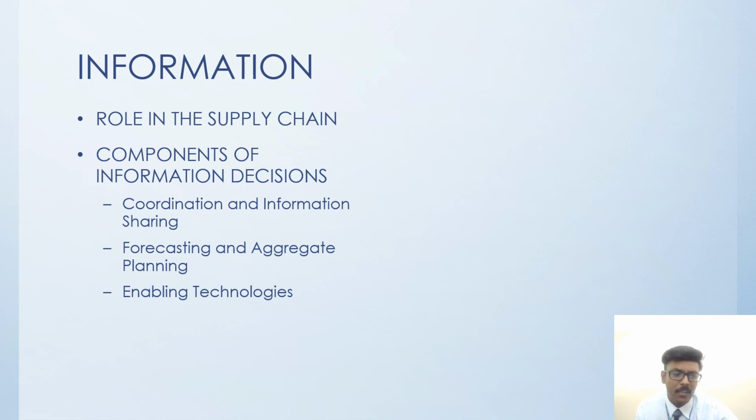Enabling technologies. We have a lot of enabling technologies, whatever new technologies like EDI, electronic data interchange, internet facilities, all things we can use. Enterprise resource planning, ERP. These things, if we include them in supply chain management, will help. Okay, so that's all about information.